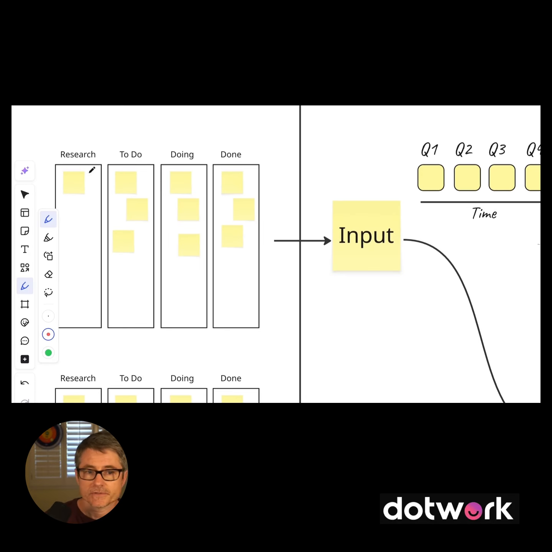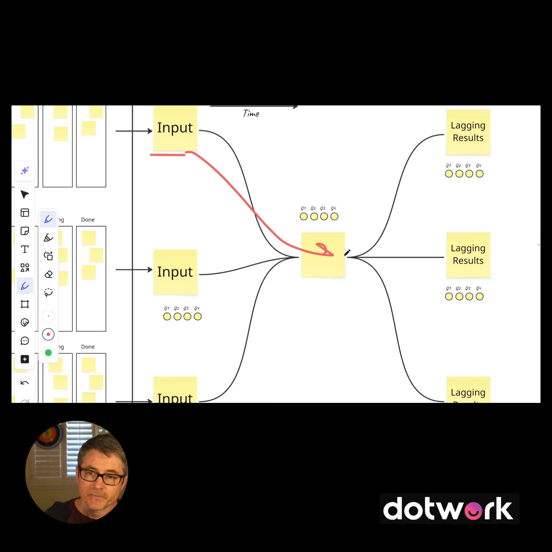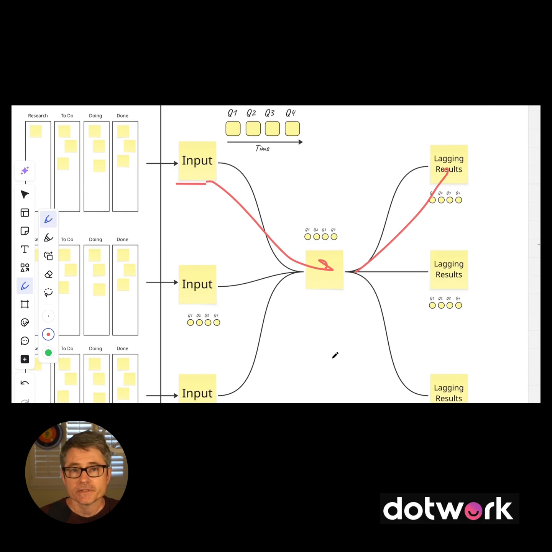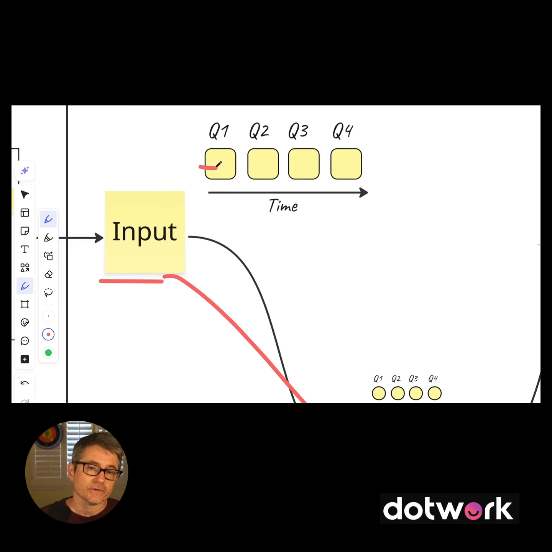In this case, we have our little state-based view. Then maybe we have a map of inputs that lead to something that lead to maybe lagging results. That's like a tree. It's a hypothesis of causal relationships between things that are leading and things that are lagging. And certainly we could set goals on that too. We could have a Q1 goal for this, a Q2 goal for this input, a Q3 goal for this input, or a Q4 goal for that input.